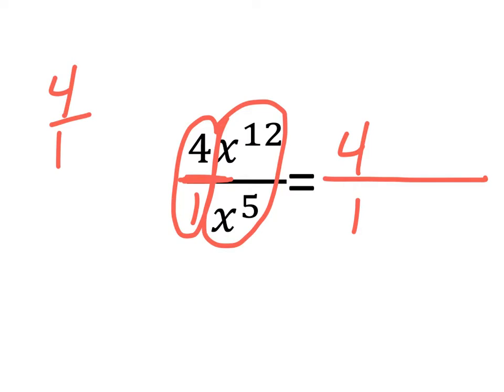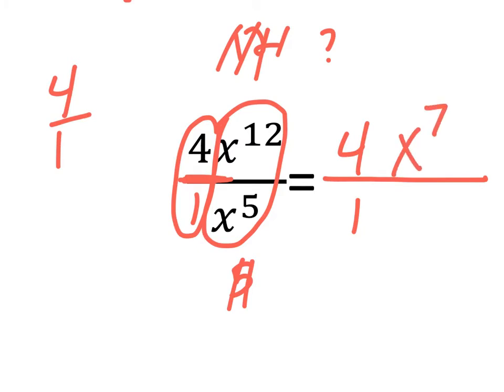Now I go to my x's. I have 12 x's on the top. I have 5 on the bottom. When I start crossing everything out, where are my leftovers going to be? My leftovers will be on the top, and there will be 7 of them. So I get 4x to the 7th. No need to put the 1.